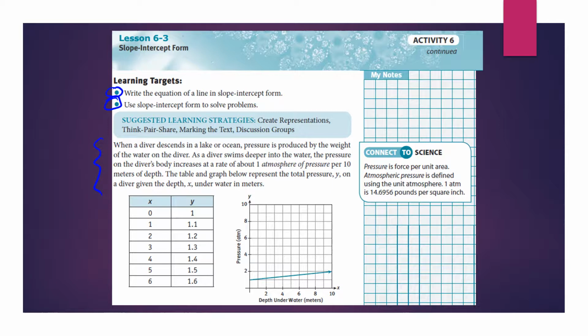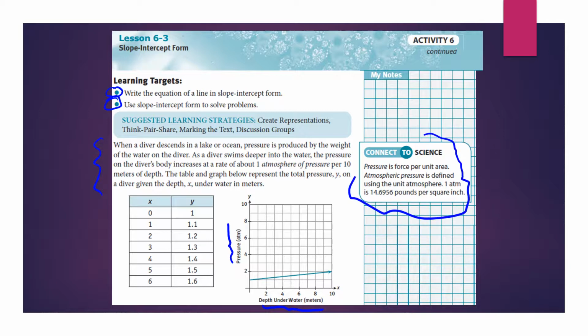When a diver descends in a lake or ocean, pressure is produced by the weight of the water on the diver. As a diver swims deeper into the water, the pressure on the diver's body increases at a rate of about 1 atmosphere of pressure per 10 meters of depth. The table and the graph below represent the total pressure Y, because that depends on the depth, on a diver given the depth X underwater. So the total pressure depends on the depth. So depth is our domain, pressure is our dependent variable or our range. So they have a table here and they have a graph.